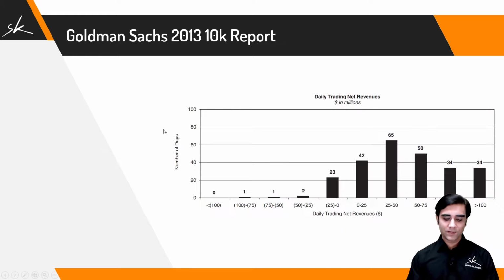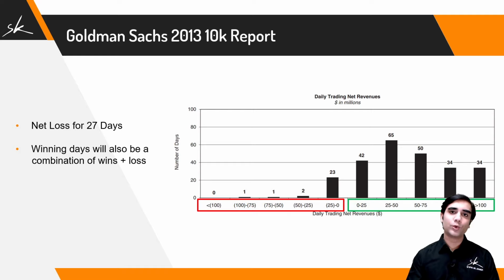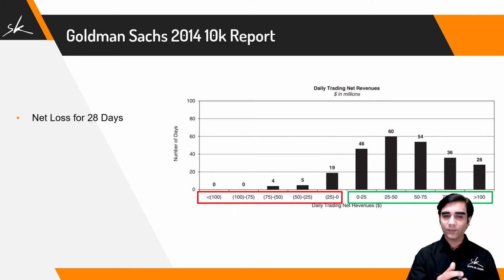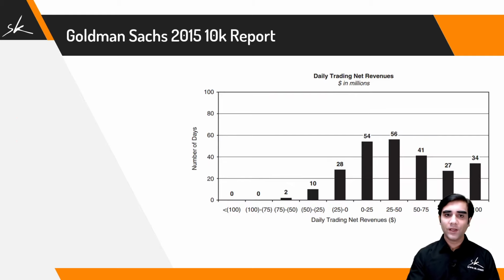Now if you look at the next year, which is 2013, again you can see they had 27 days when they were net losing money in the market, right? So yes, they had their winners, but they also had their losing days. Again, like I said, the winning days would also be a mix of winners and losers. Look at 2014, 28 days when they lost money, and rest of the days, yes, they were making money, but again the winners will be a mix of winners and losers.